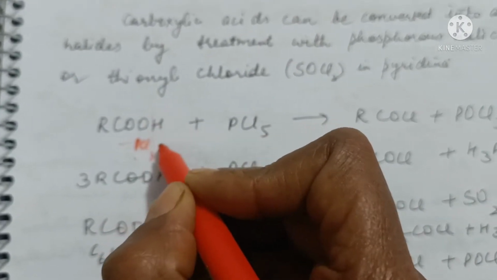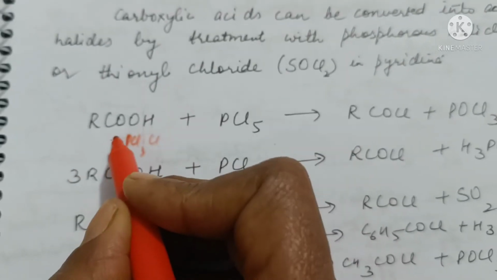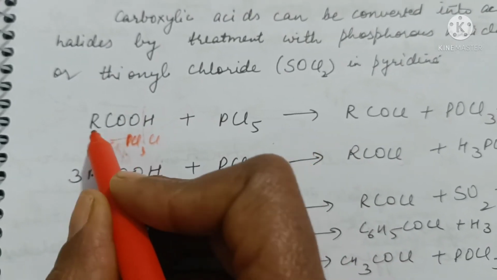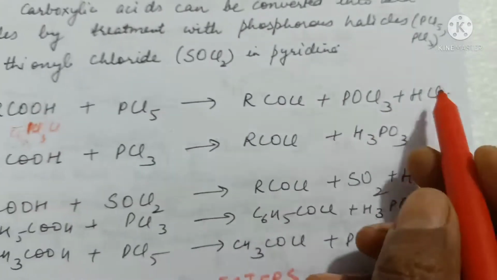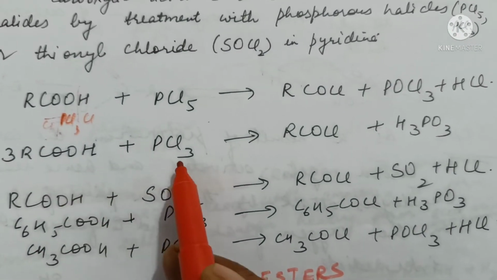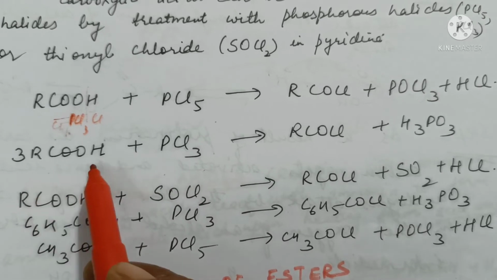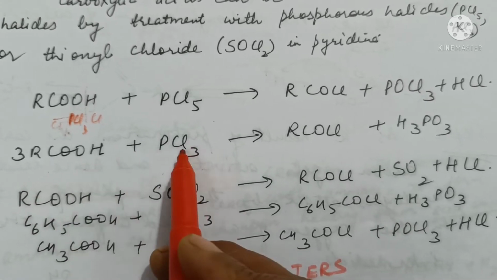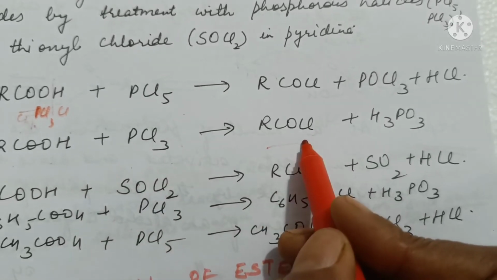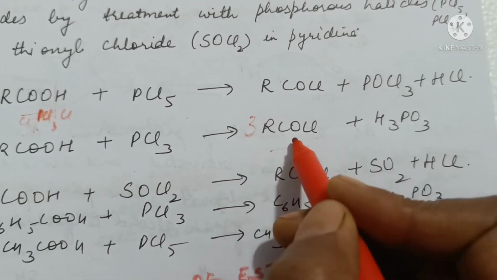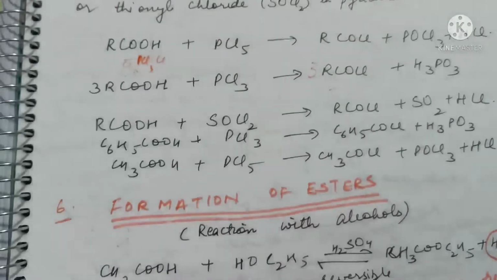PCl5 reacts in this manner: PCl3 with oxygen, one Cl with H, and one Cl with RCO. So RCOCl, POCl3 and HCl are formed. With phosphorus trichloride, 3 carboxylic acid molecules will combine. 3 OH will be replaced by Cl to form acid chlorides. 3 RCOCl and H3PO3 will be formed.